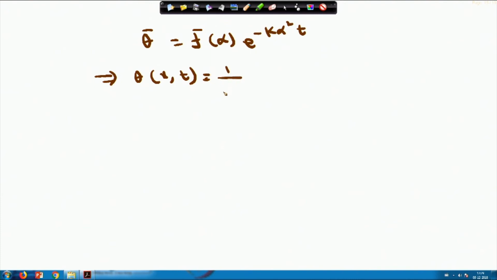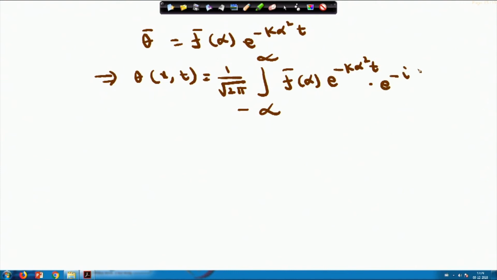This equals 1 by root 2 pi, integral from minus infinity to infinity, f bar alpha e power minus k alpha square t into e power minus i alpha x d alpha. I will obtain this. And if f bar is known to me, then I can evaluate this integral. So, this way we can find out the value of theta x t.